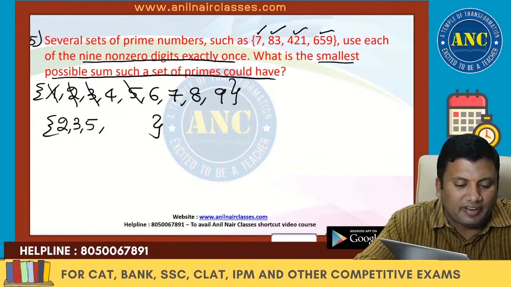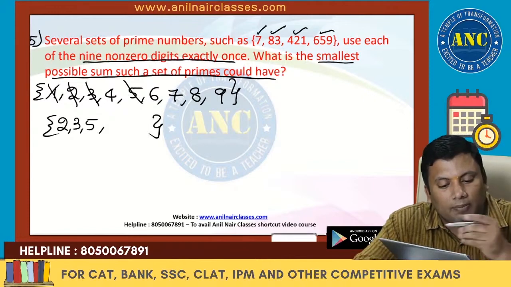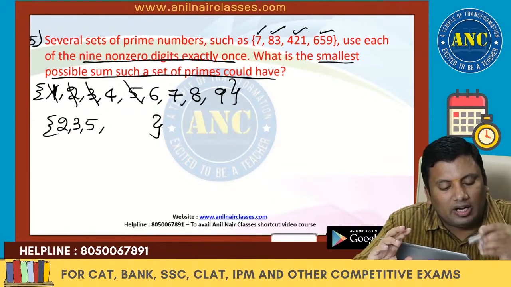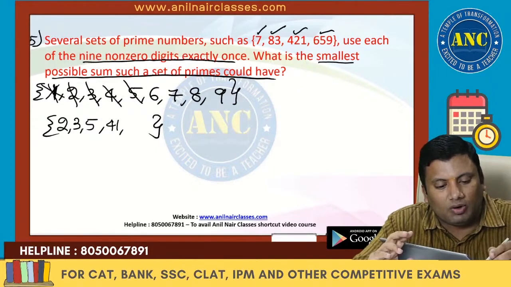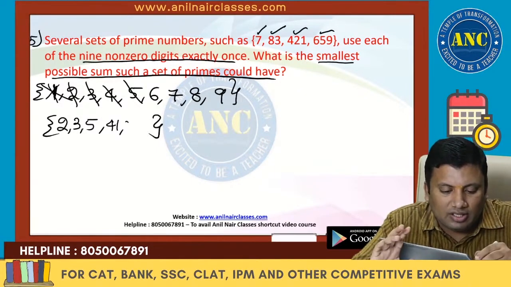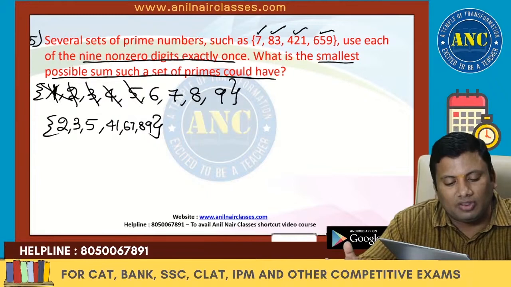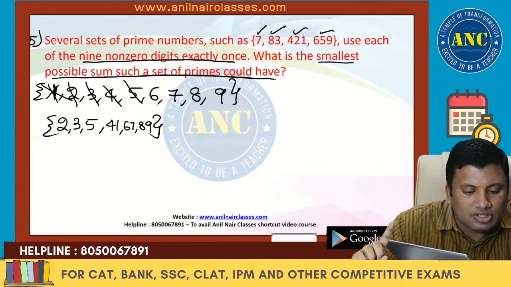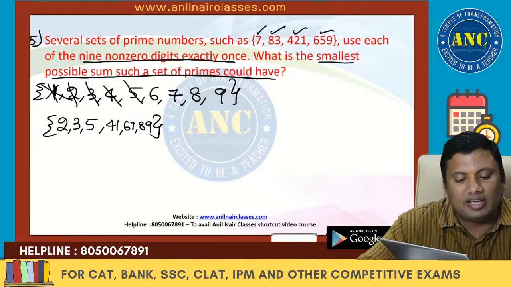2, 3 and 5 I have taken. Next I have to form prime numbers. Suppose 1 is there, 4 is there, 41 is a prime number. These are used exactly once. Next, 67 is a prime number. 89 is a prime number. Are you all with me? So all the digits are used: 1, 2, 3, 4, 5, 6, 7, 8, 9.